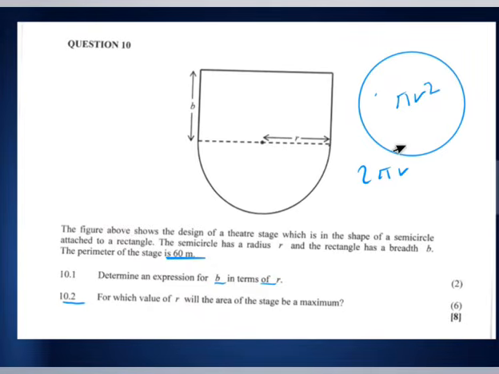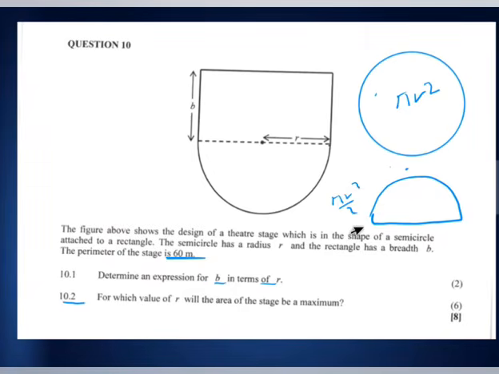So the area of a circle is pi r squared, and the perimeter is 2 pi r. So why am I showing you this? It's important to know this when we talk about the perimeter of a semicircle. The area is how much space it occupies. So the area of a circle is pi r squared, but if we divide it by 2, the area of the semicircle will be pi r squared over 2.